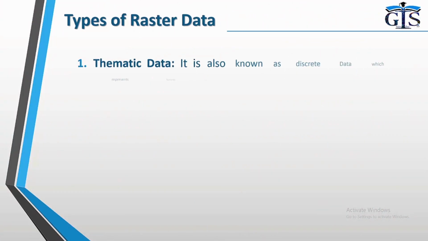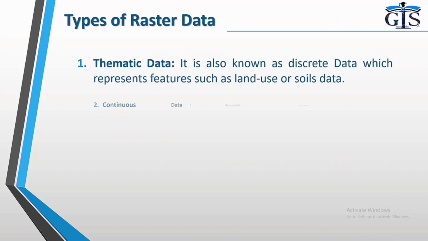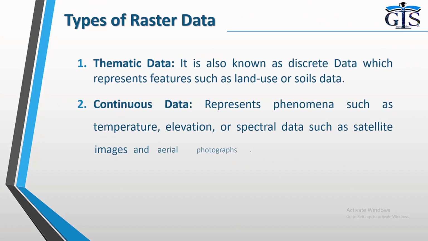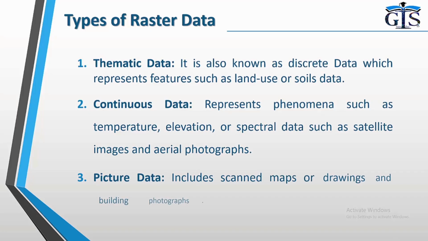Now let's see types of raster data. Thematic data. It is also known as discrete data, which represents features such as land use or soils data. Continuous data represents phenomena such as temperature, elevation, or spectral data such as satellite image and aerial photographs. Picture data. This is also a raster data. It includes scanned maps or drawing and building photographs.